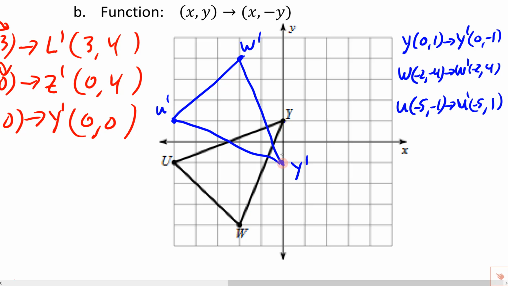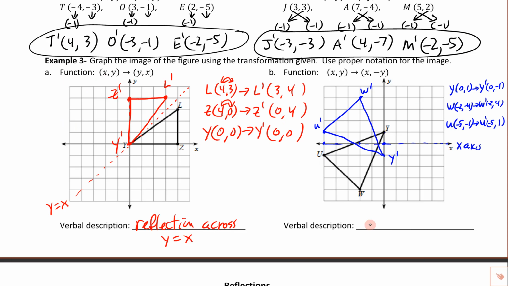So what's right in between Y and Y prime? That point right there is. What's right in between W prime and W? This is 4 right here, and that's 4 right there, so that point right there would be, and what's right in between the two of these? So here is our line of symmetry. That would be the x-axis. That's our line of symmetry right there. So I'm going to shrink this down, and for our description we're going to say reflection across the x-axis.